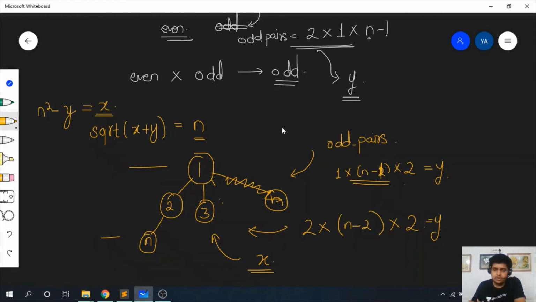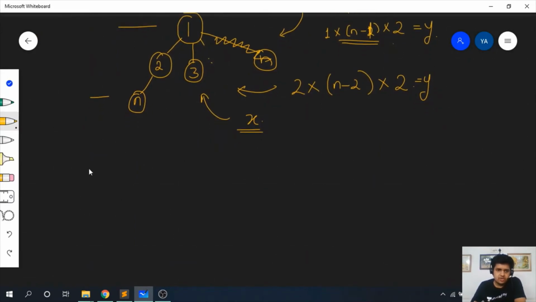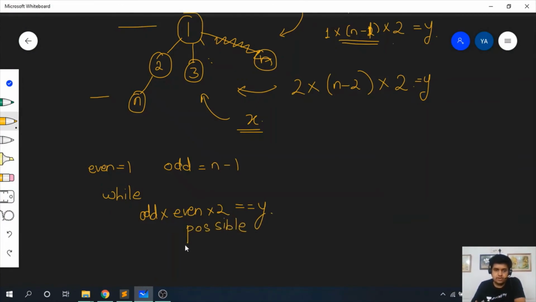So we just need to fix one of these values and the other value will automatically come out to be correct. How can we do this? It's very easy. We set even equal to 1 and odd equal to n minus 1. Then we simply apply a while loop and check if odd into even into 2 ever becomes equal to y. If yes, then the tree is possible. If no, then the tree is not possible. Simple as that. Now, having seen this solution approach, let us move on to the C++ implementation.